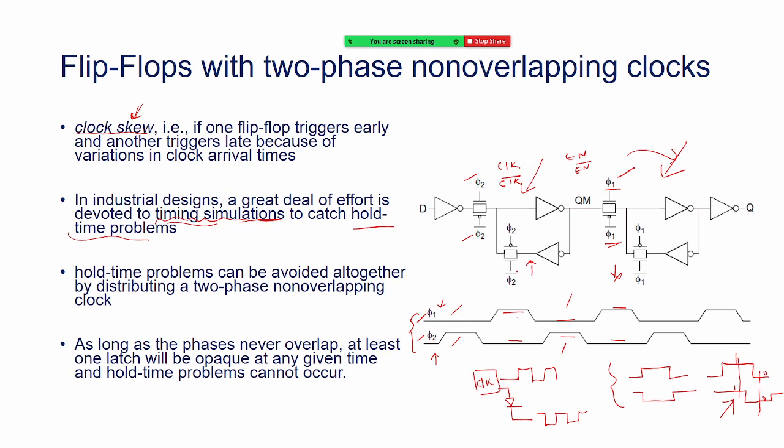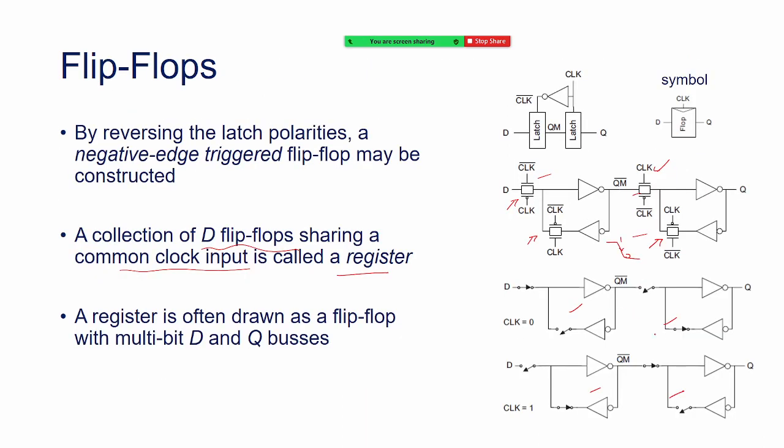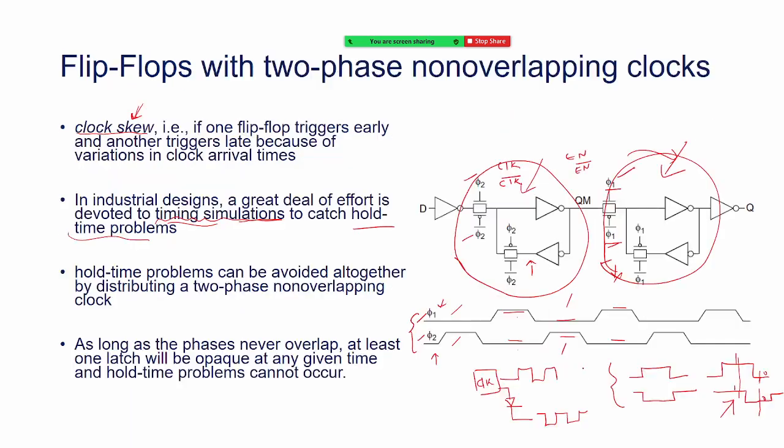What we want ultimately, for this circuit to work best, is that at one time only one latch, slave or master, is switched on. When one latch is switched on, we have seen that the other is off. Look here, this is off, and when the other is on, the first one is off. So this is what we want.